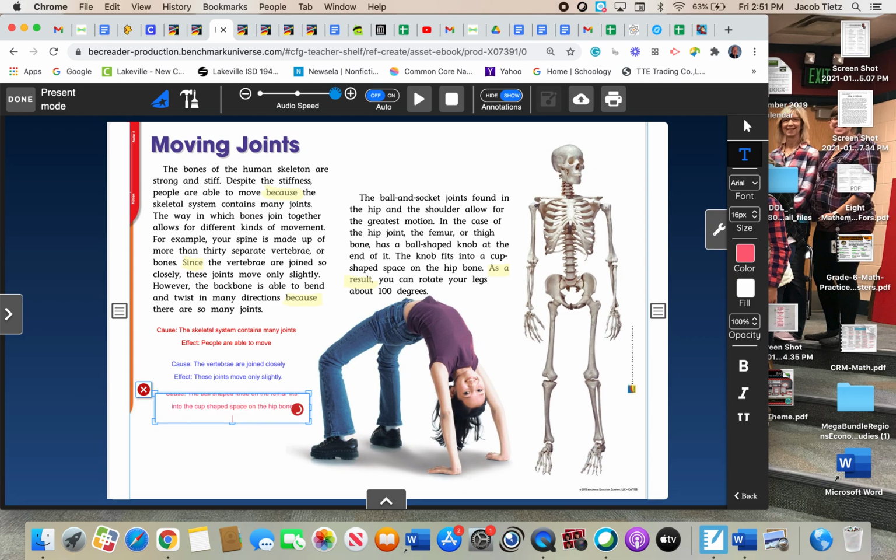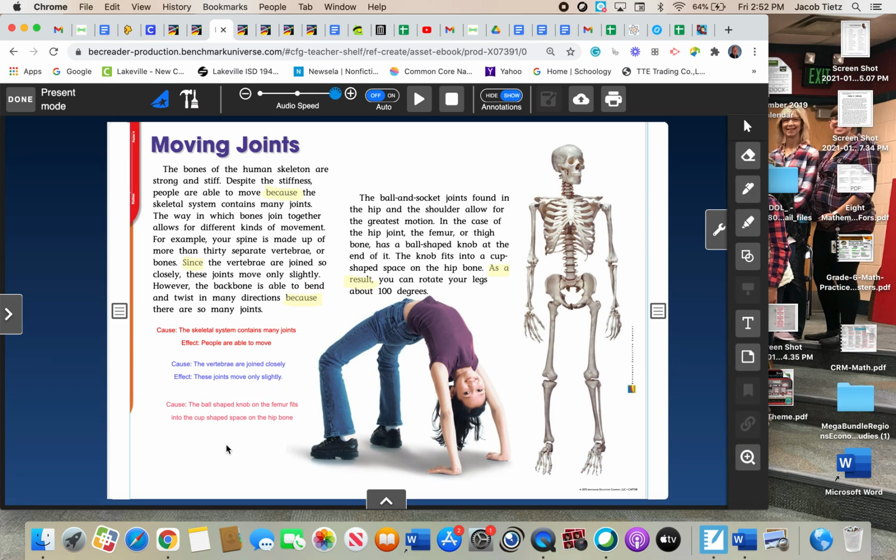Now, the effect of that is because the knob on the femur fits in there, it means that we can rotate our leg 100 degrees. Not 100 degrees temperature-wise, but degrees as far as how big of an angle it is and how much we can rotate it. So that covers our cause and effect here.